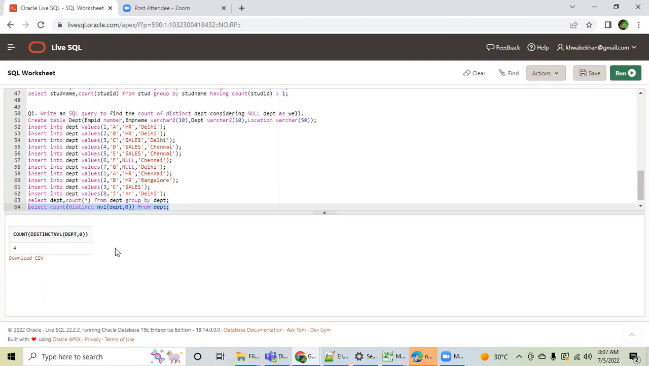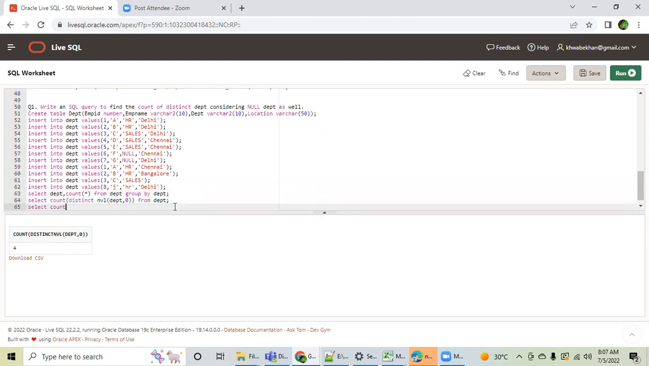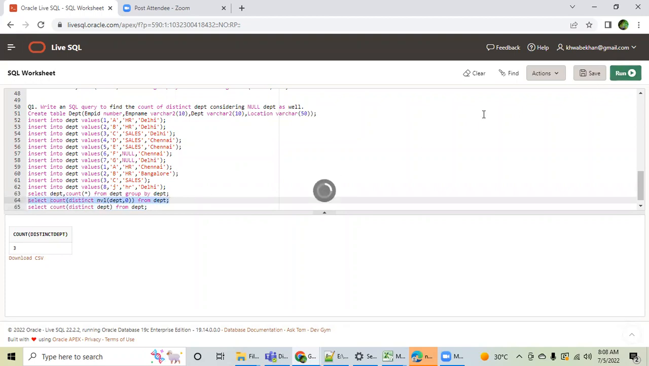No. See, try to understand now. When I have used select count of distinct department from department, the output is 3, correct? Why is it 3? Tell me. Because it is ignoring null. Very good. But when I executed the query, which is line number 64, it is considering null, correct? Why? What have I done in that query? Because in the NVL you have written that if it is null, then make it 0, right?